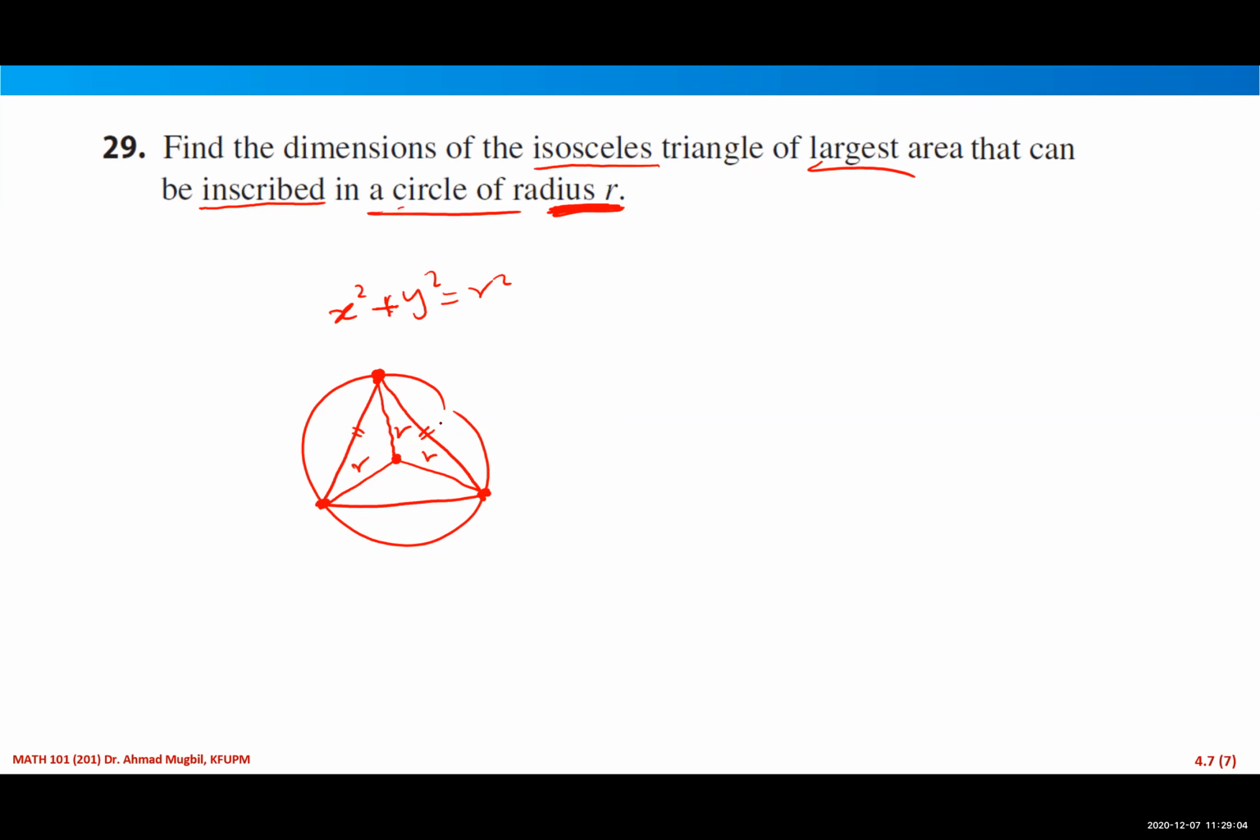So let's call this one, for instance, s. I don't want to call them x and y. This is s and this is s, for example. But let me draw a bisector here, because these are the same. If this is t, this will be t, because this will be at the middle here.